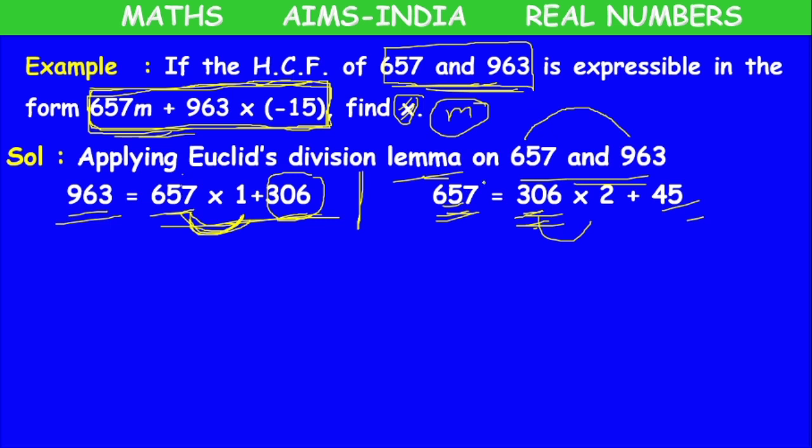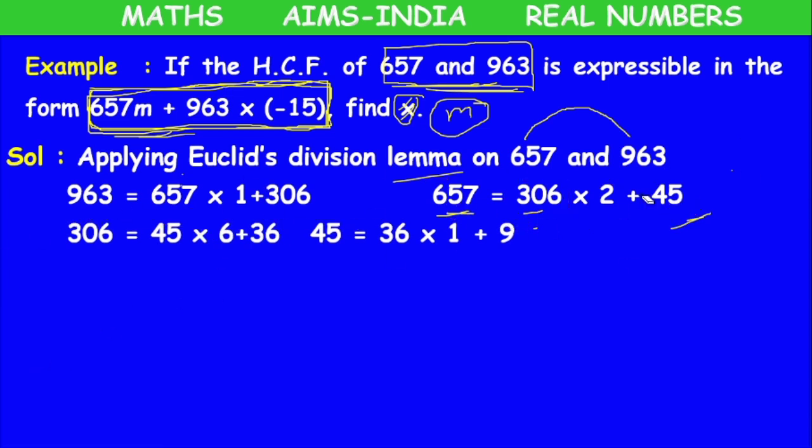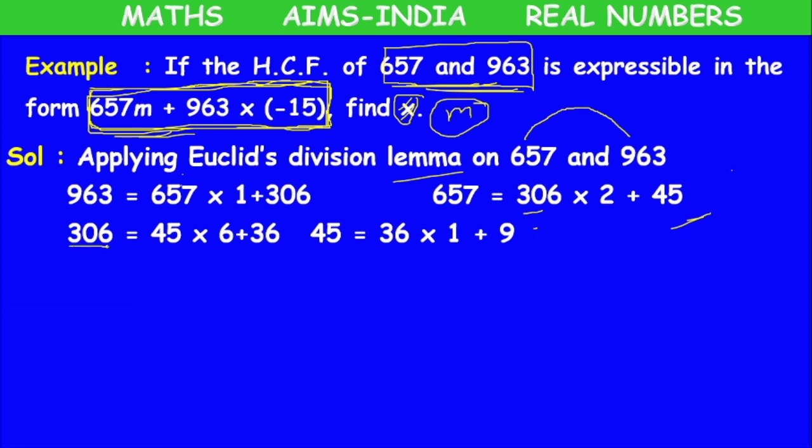So next, this step is to be continued until what? Until the remainder becomes 0. Here the remainder we got is 45, so we should not stop. We have to continue the process. 306 will come here. 306 will become the dividend. 45 will become the divisor. 45 6 times we have to multiply. We will get remainder 36.